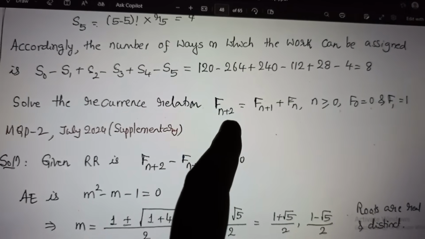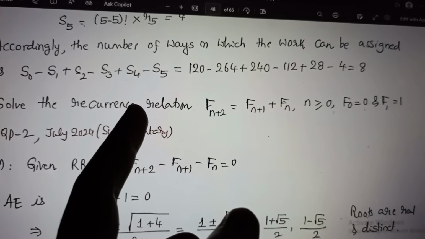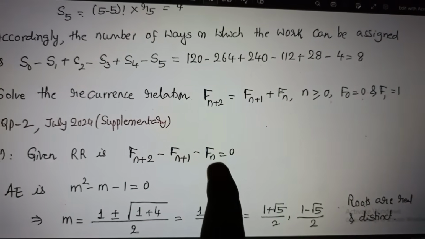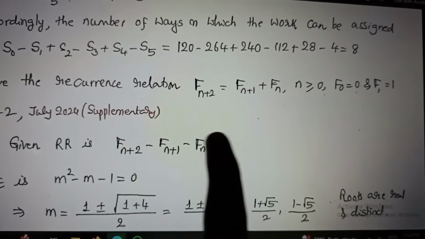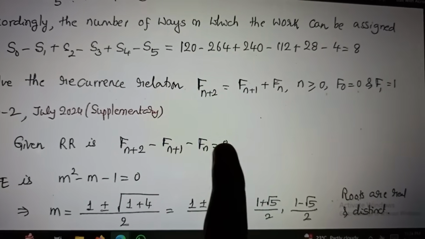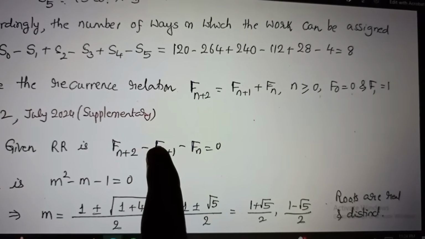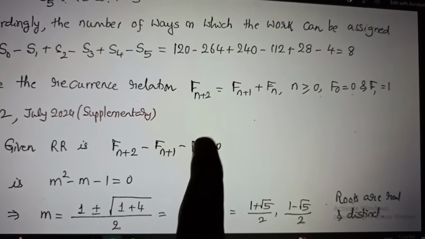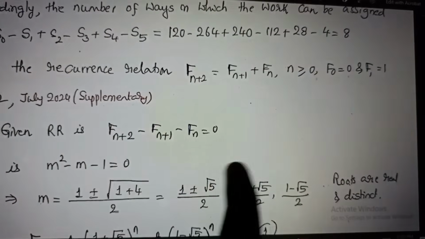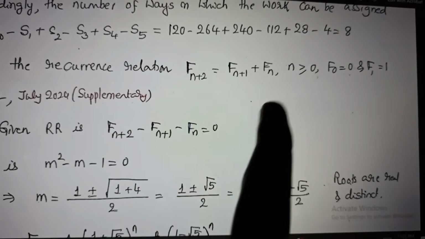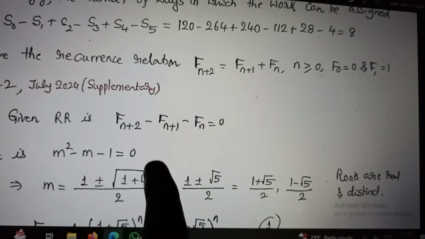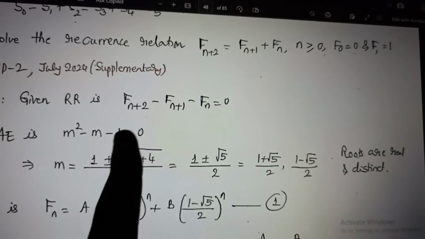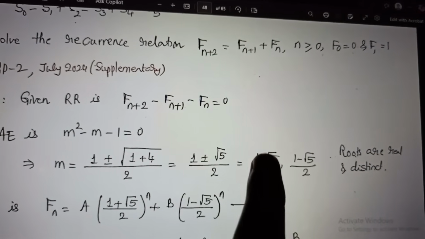Then we have solve the recurrence relation. To solve the recurrence relation, we have to understand the next terms, right? So this is the given form. This given form is in the form of m square minus m minus 1. How do we recognize that this is in this form? They have given the values of f0 and f1, substitute it. Once you understand this, find the value of m.